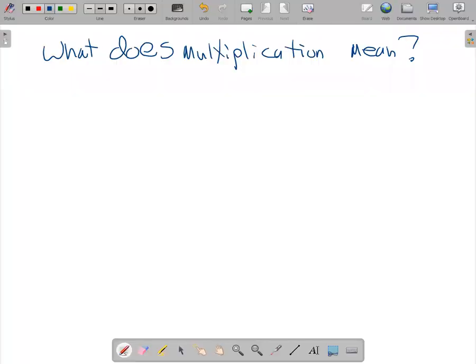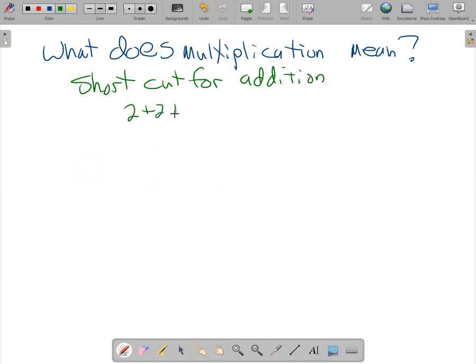Multiplication means, what do you got, Matt? I got a shortcut to show the operation of addition by combining figures. All right, shortcut for addition. Example? Oh, like you wouldn't say 2 plus 2 plus 2 plus 2, it'd be 2 times 4. Okay, cool. Anyone else?